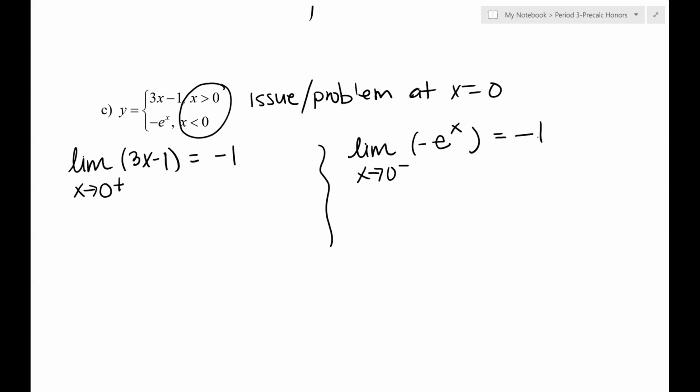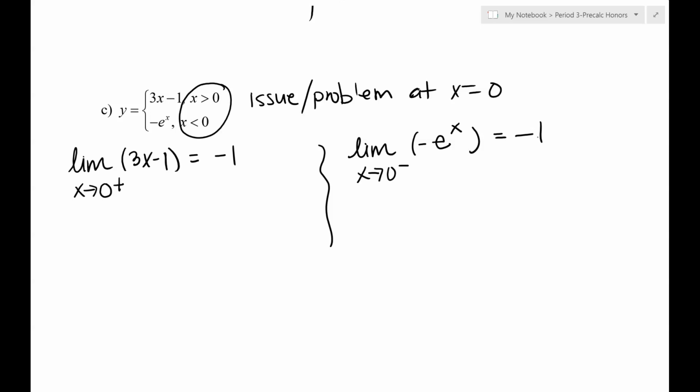Now, since the left and right limits exist and they give you a finite answer, we know already it's definitely not an infinite, which is a VA. So we know it's not a VA. We know it's not a jump because left and right are exactly the same, okay? Now, if you think about it, it's not oscillation because we can find the limit pretty easily. So it has to be a hole.